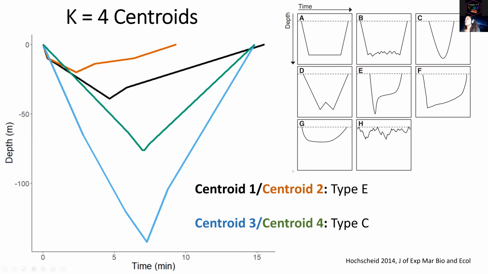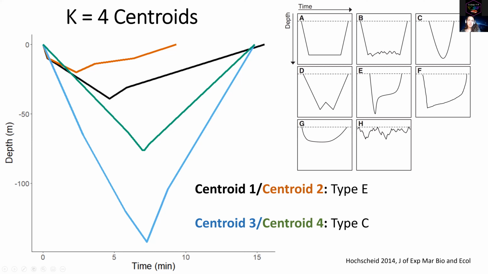And so these black and orange ones actually kind of match this type E. It's a little hard to see with the time plot here with them all overlaid on top of each other. But essentially that E profile is going down deep, and then it has a plateau before coming back up to the surface. Whereas the blue and the green ones kind of match this type C profile, where it's going down to depth in a V shape and coming back up again.